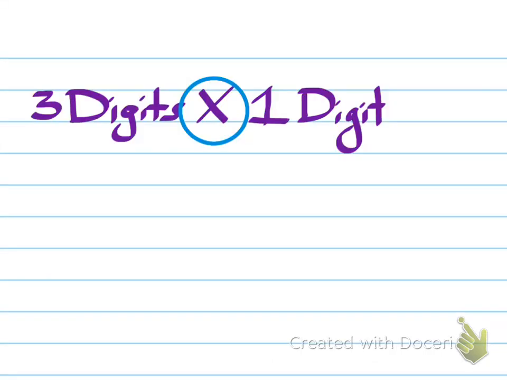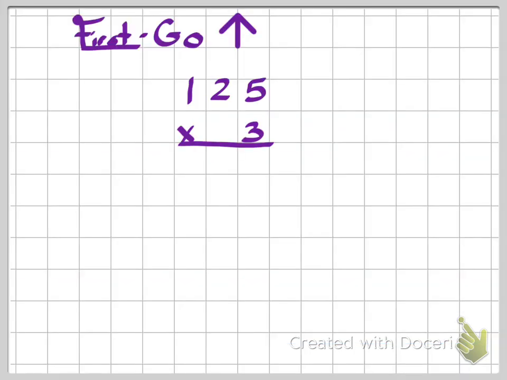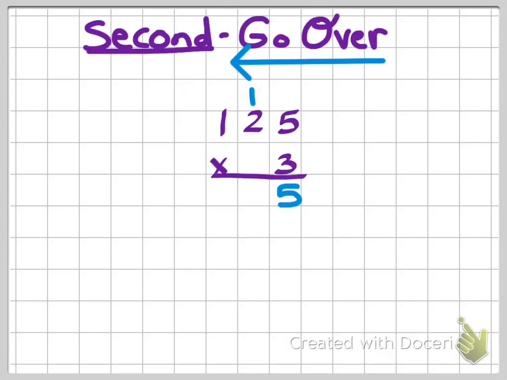Alright, so now we're going to move into larger numbers, 3 digits times 1 digit. And again, the first thing you need to do is go up. So you would go from the 3, and you would say 3 times 5 is 15. You regroup with the 1, and you drop the 5. And the second thing you do is go to the left, go over. And you would say 3 times 2 is 6, plus the 1 right there is 7.